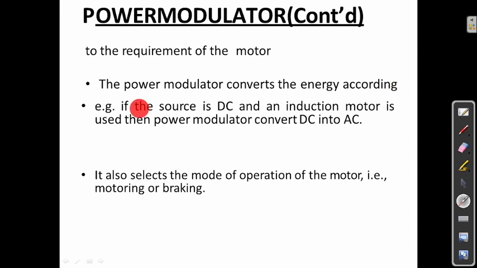For example, if the source is DC and an induction motor is used, then the power modulator converts DC to AC, acting as a converter, because we cannot run the induction motor directly from DC, as an induction motor needs AC power. It also selects the mode of operation of the motor, which is motoring or braking.